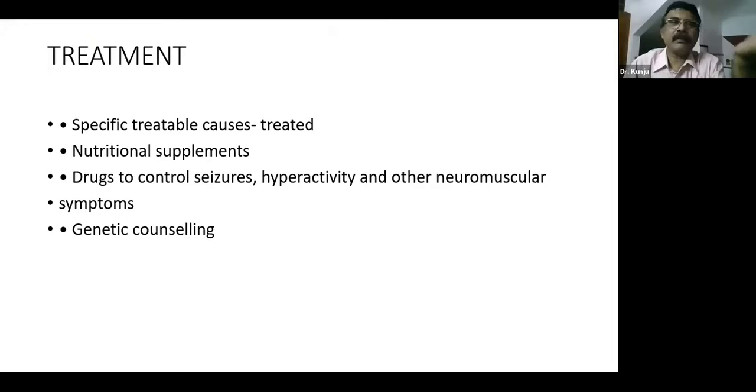Usually the treatment, I won't be going into. You know that specific treatment can be given depending upon the nutritional condition, and supplements may be helpful, and associations like seizures, hyperactivity, other problems, and genetic counseling is most important. And for the postgraduates, usually prevention.